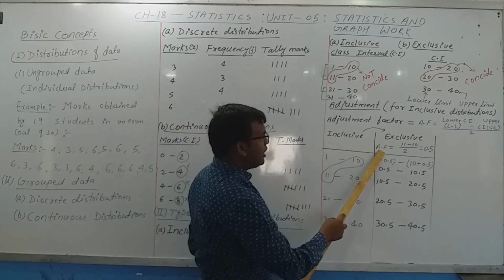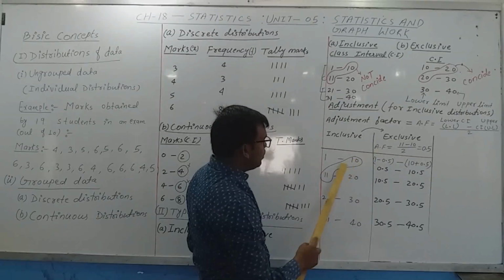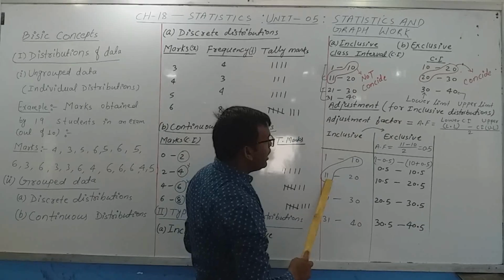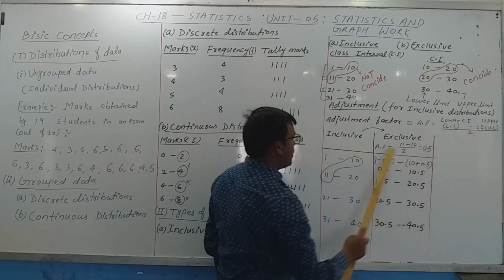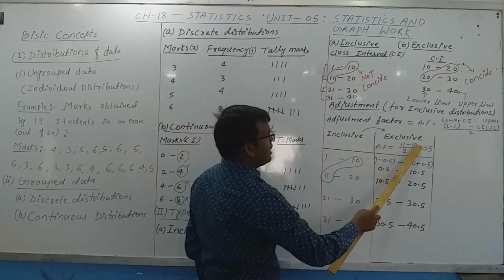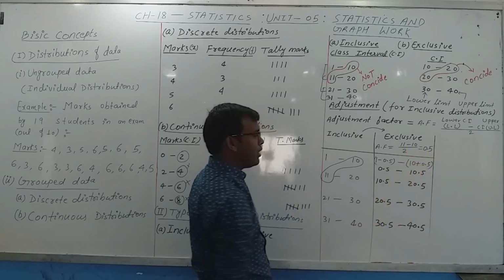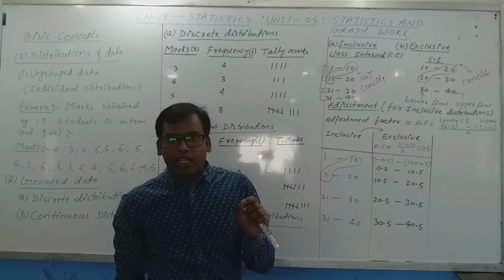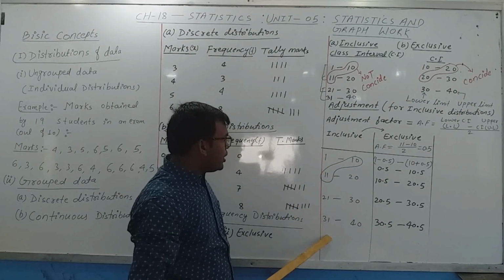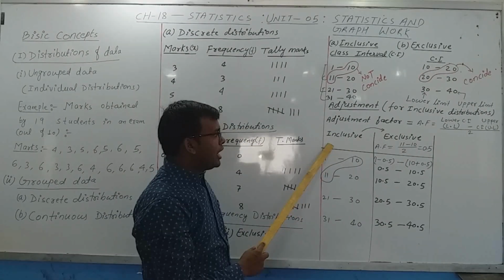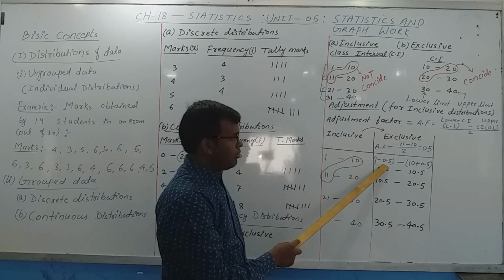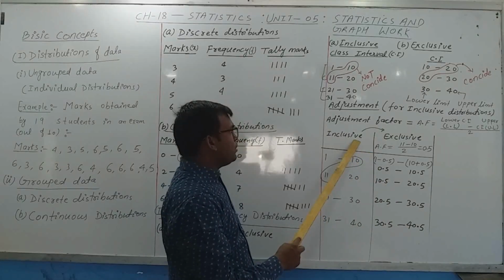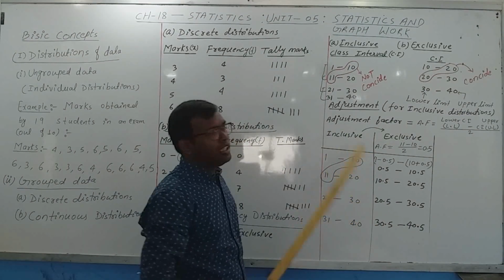Now, how to convert this inclusive into the exclusive? First you find AF, that means adjustment factor. Lower class interval of lower limit is 11, and upper class interval of upper limit is 10. So 11 minus 10 is 1, by 2 is equal to 0.5. That means we need to subtract 0.5 from each lower limit of the inclusive data and add 0.5 to each inclusive upper class limit.